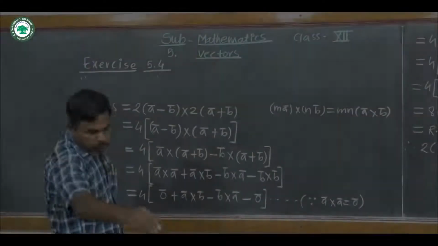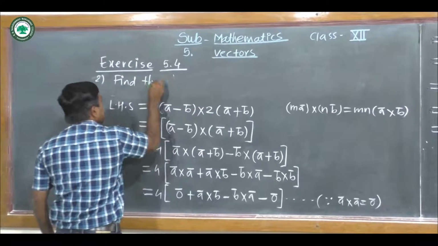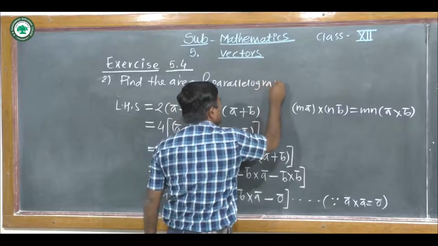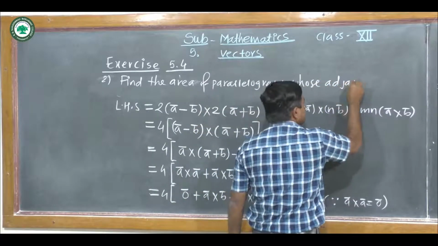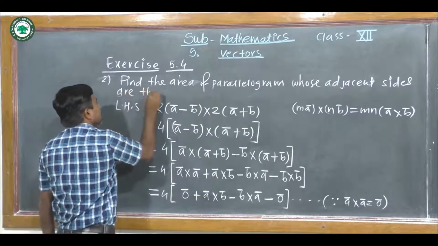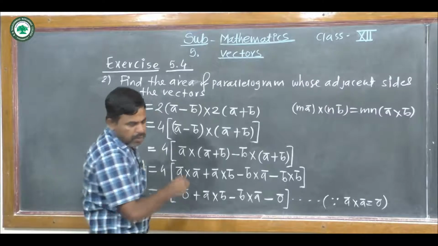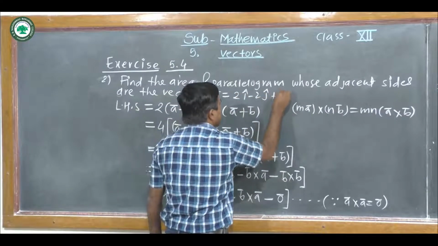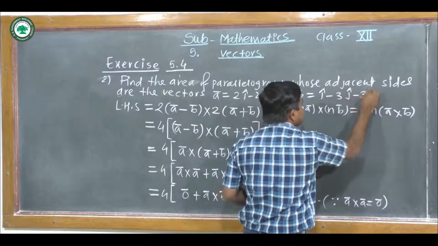Now the next question: find the area of the parallelogram whose adjacent sides are the vectors a bar is equal to 2i cap minus 2j cap plus k cap, and b bar is equal to i cap minus 3j cap minus 3k cap.